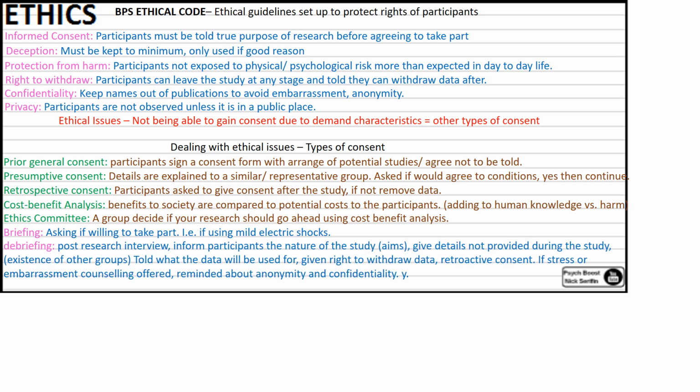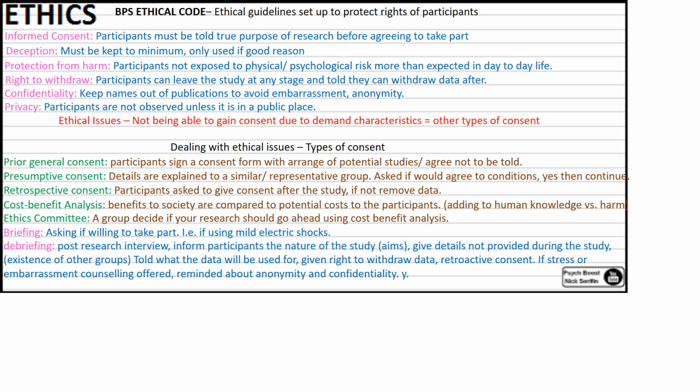The debriefing is after they've taken part and you've gathered the data. Now, at this stage, you can tell them everything about your study because it isn't going to affect the data that you've just collected. So it's kind of like a little interview that you do with them to talk about their experience on the research. You tell them the aims of the study in ways that they can understand. You might give them a bunch of details that you haven't given them in the study.